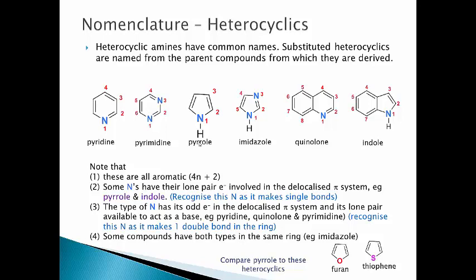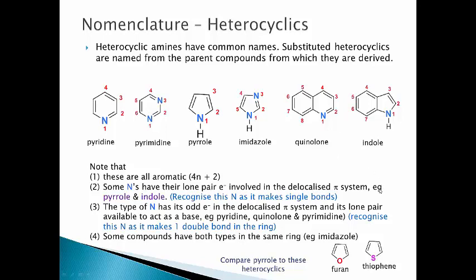Okay, so let's have a look at some heterocyclics. So we've got some common ones here. So we've got pyridine, pyrimidine, pyrrole, imidazole, quinoline, and indole, and they're parent compounds, and you can get substituted heterocycles, and depending on where the substituent comes in, you look at all the different numberings. So with the pyridine, you number it 1, 2, 3, 4, and then there's similar patterns for the other ones. So they get quite complicated.